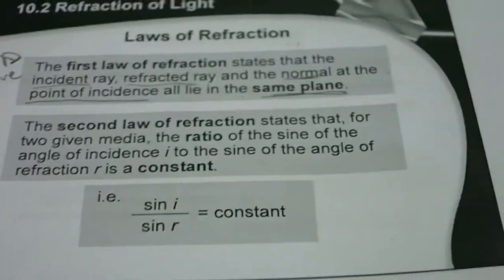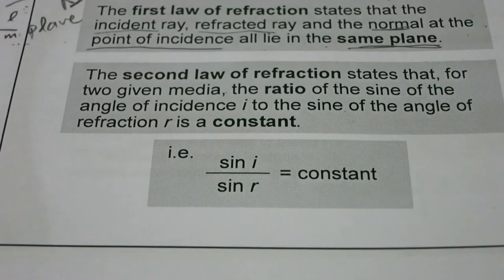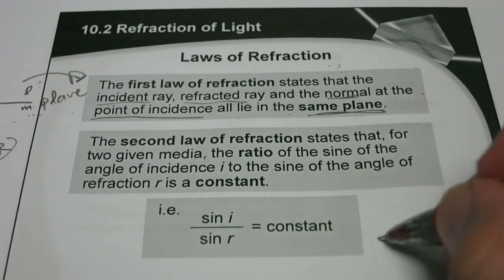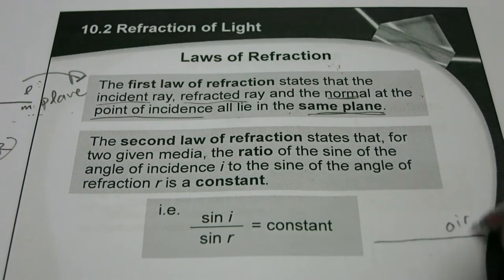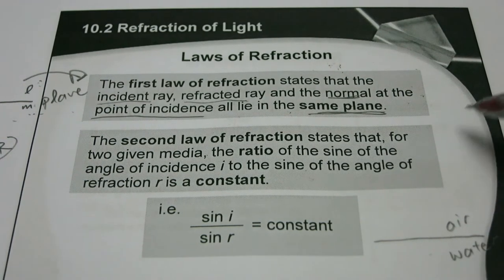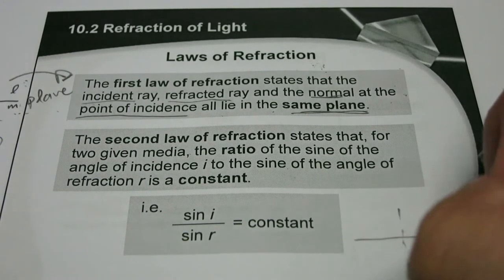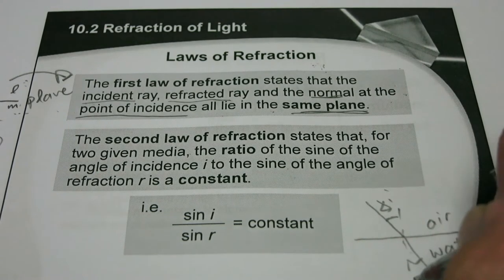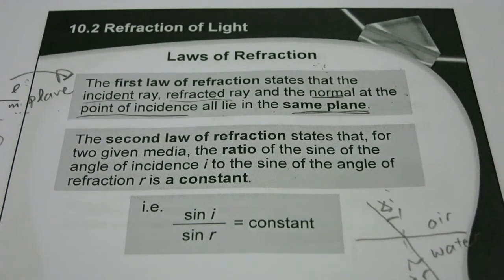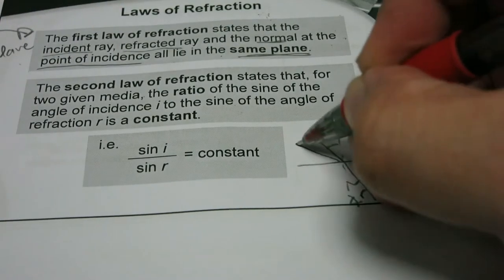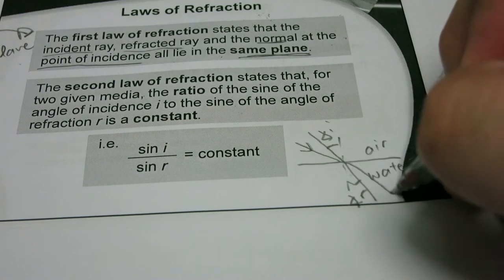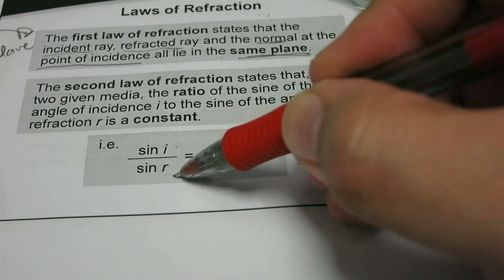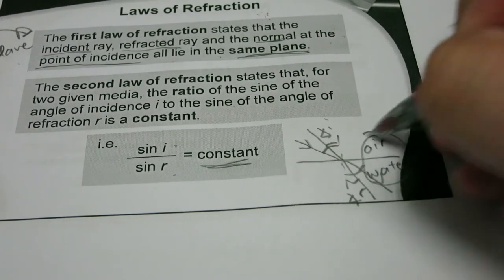Alright, the second law of refraction is a little bit different. So this is something a little bit new. It states that given any two mediums, so as long as the two mediums don't change, let's say it's air and water, the ratio of the sine of the angle of incidence to the sine of the angle of refraction is always the same. That means even if I increase this angle of incidence, the refracted ray will bend in a certain way as well. So for this new i and this new r, if I take sine i over sine r, it will always give me the same number, provided I do not change these two mediums.